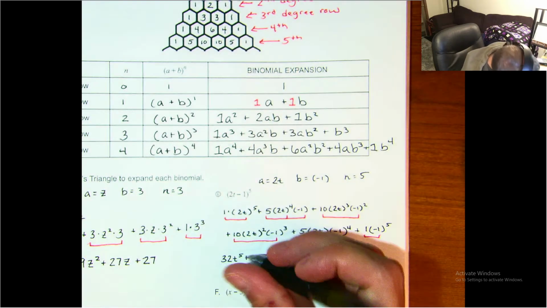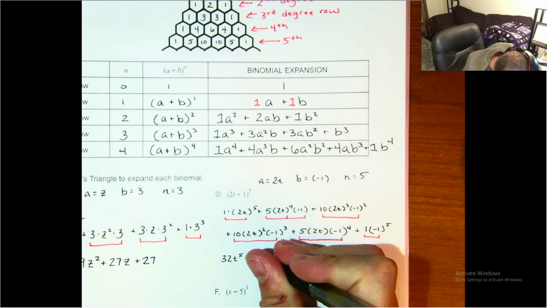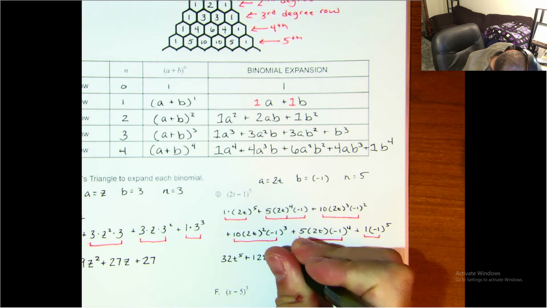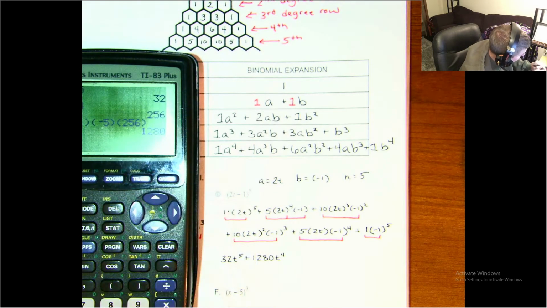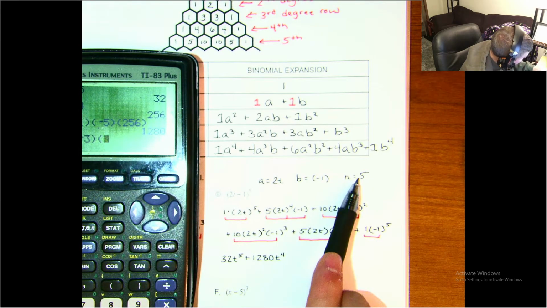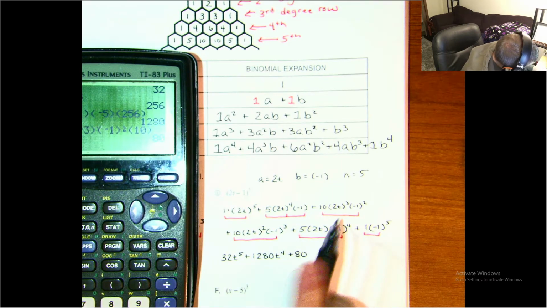1,280 t to the 4th. Okay, here we're going to have 2 to the 3rd power times -1 squared times 10. That's 80, and then t to the 3rd.